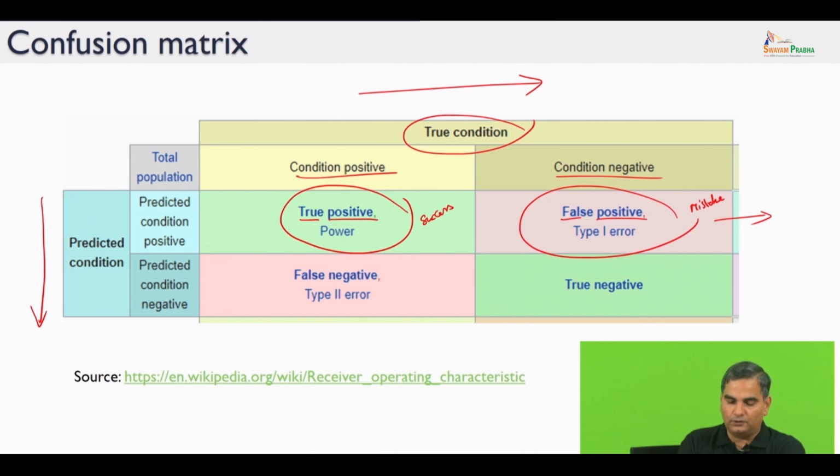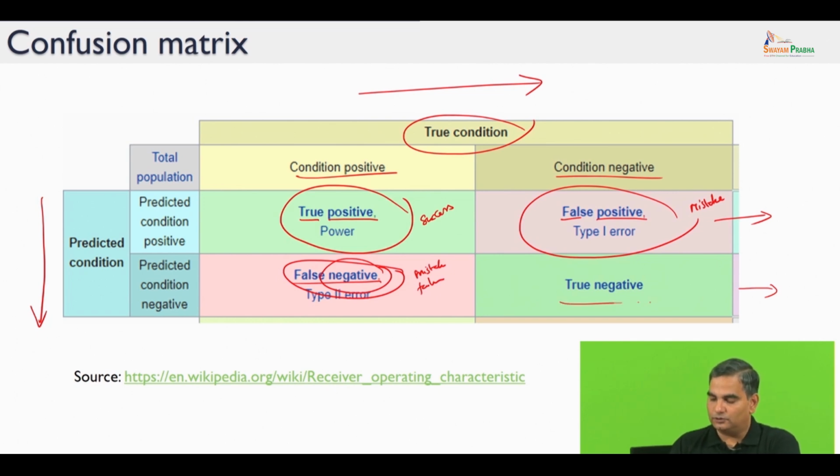Now if we go to the second row, the predictions are all negative because of the predicted condition negative. If you look at this right here, the prediction is negative, but this prediction is false. So the truth is actually the condition is positive. So this is also a mistake or a failure of the classifier.